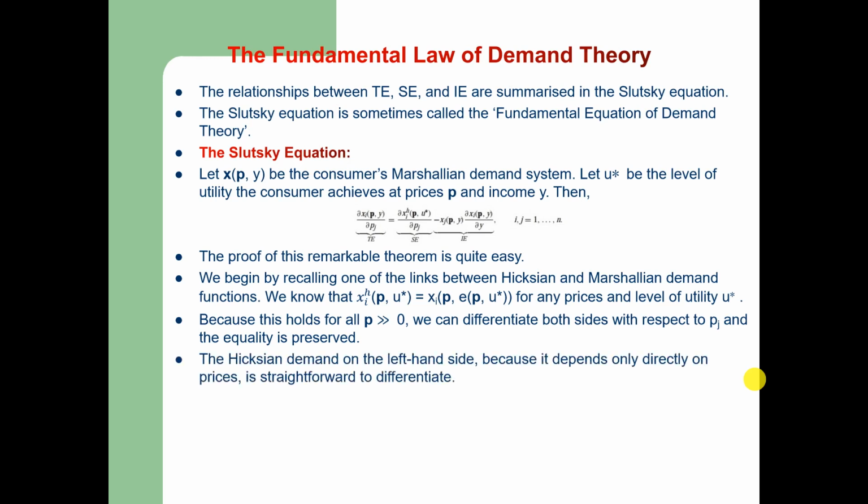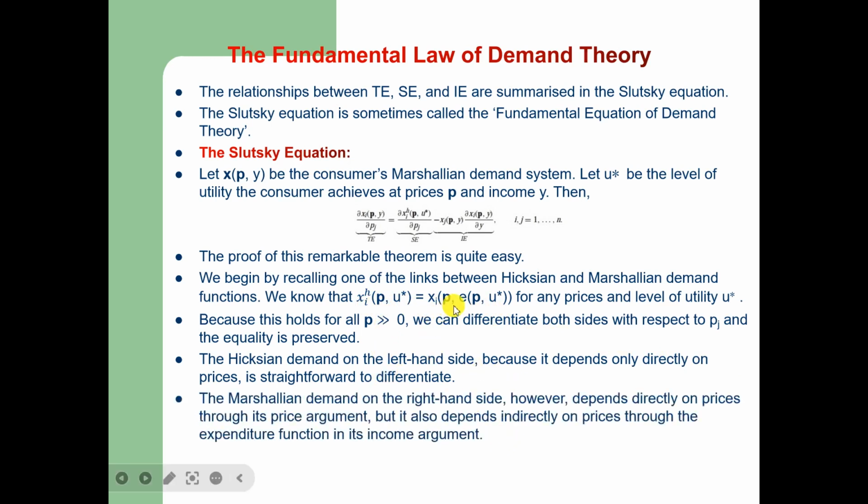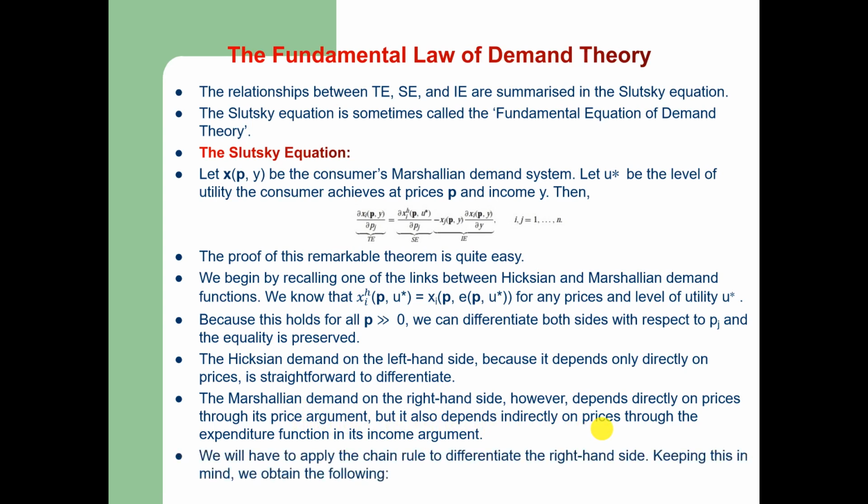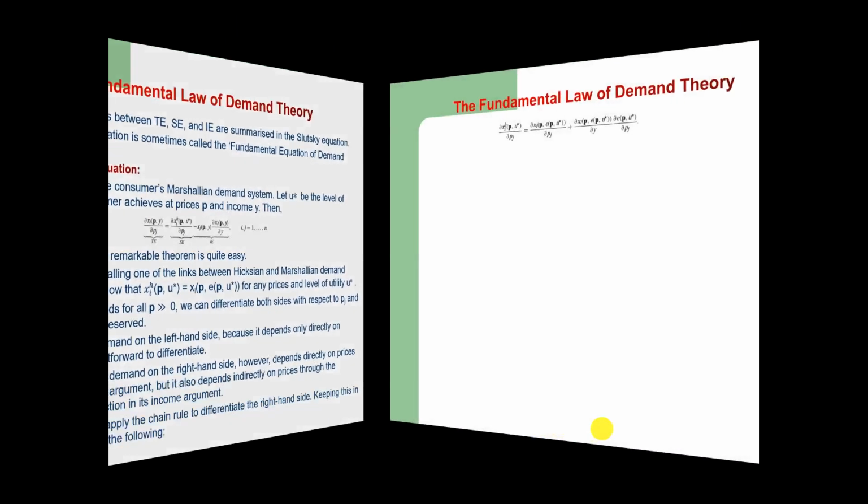Interestingly, the Hicksian demand on the left hand side, because it depends only directly on prices, is straightforward to differentiate. The Marshallian demand on the right hand side, however, depends directly on prices through its price argument, but it also depends indirectly on prices through the expenditure function in its income argument. We will have to apply the chain rule to differentiate the right hand side. Keeping this in mind, we obtain the following.